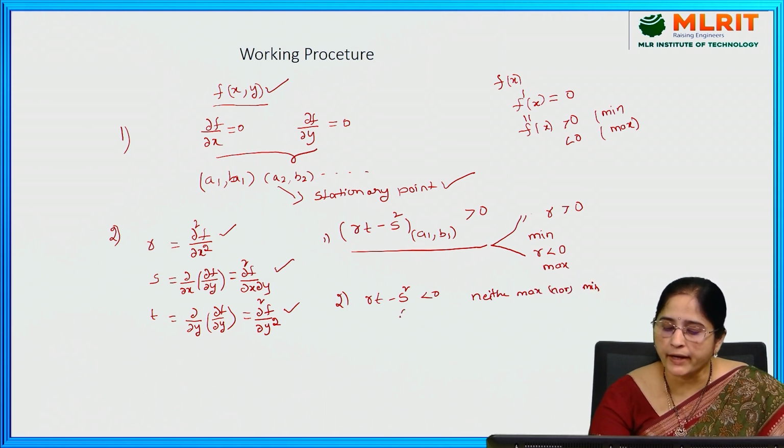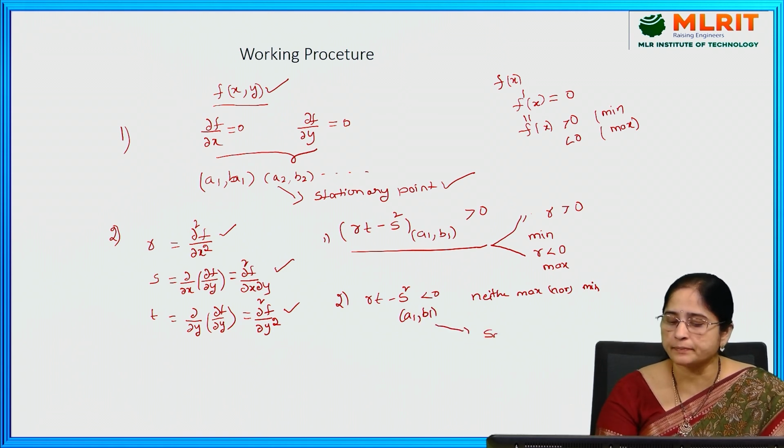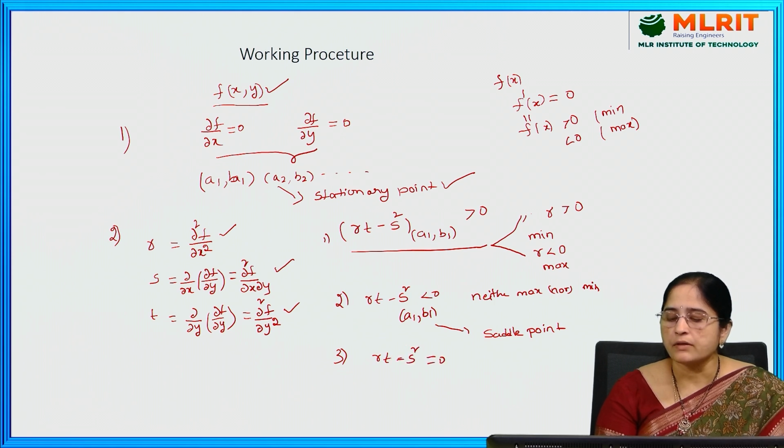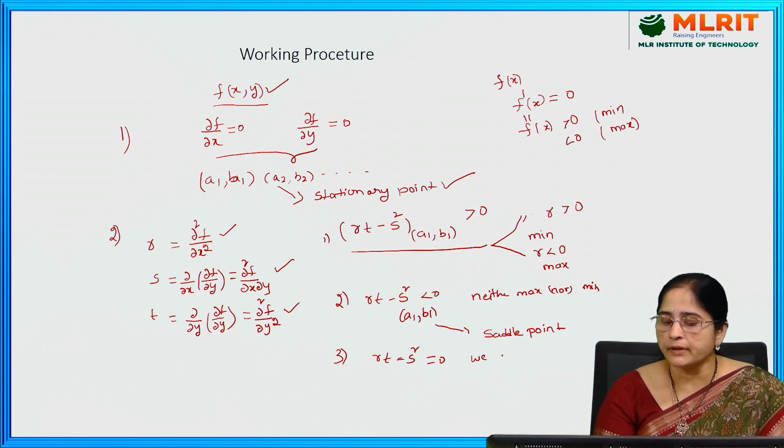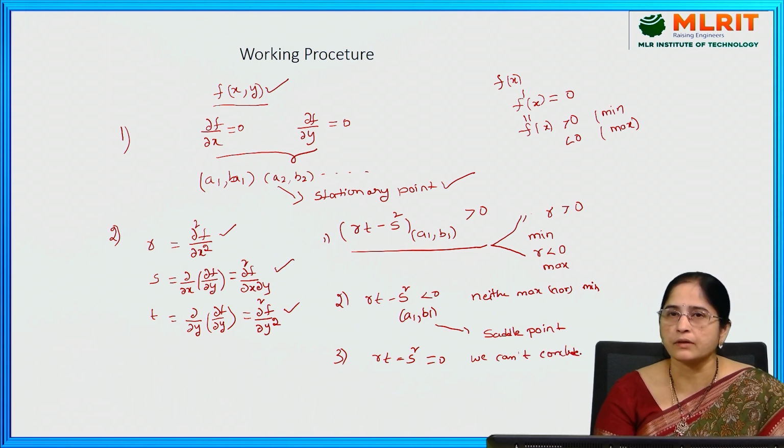So at the point (a1, b1), this point is called the saddle point. Next condition is rt minus s square equal to 0. So we can't conclude about either maximum or minimum. We need further investigation.